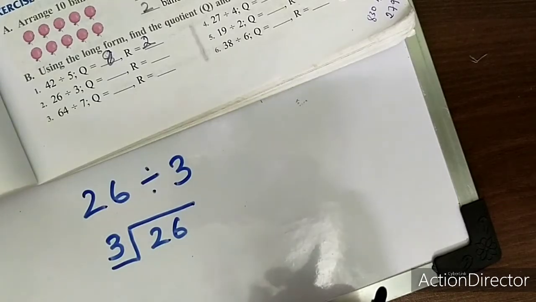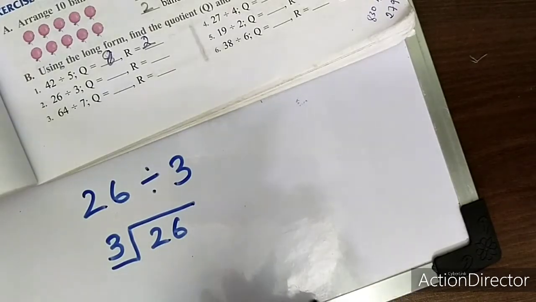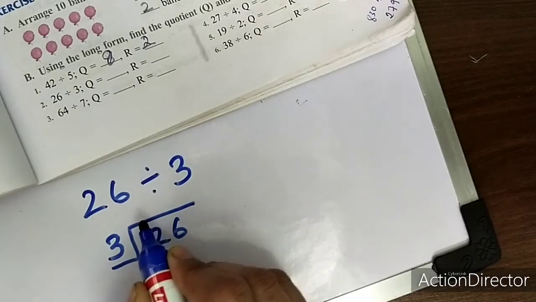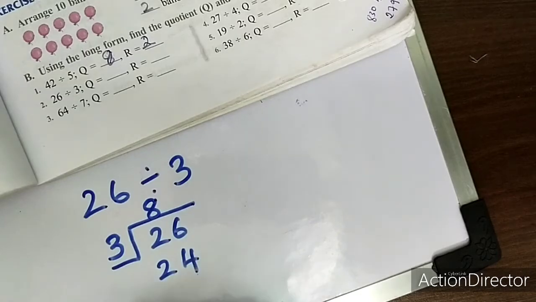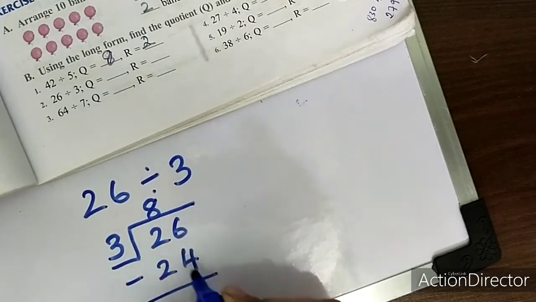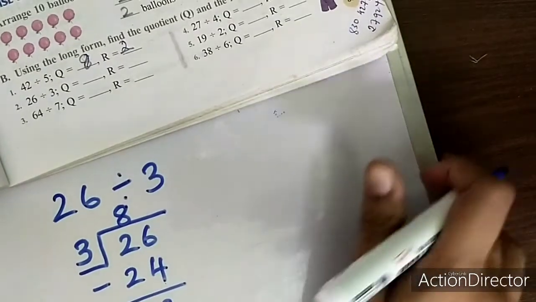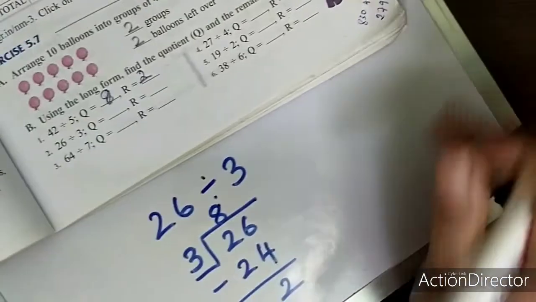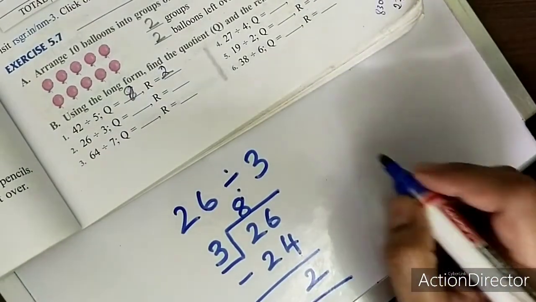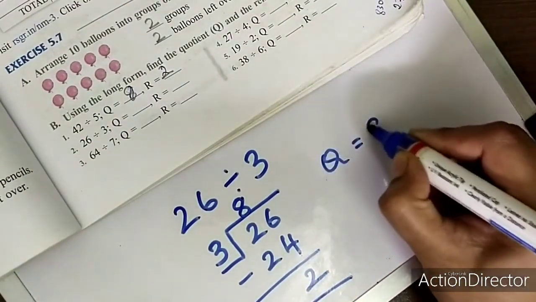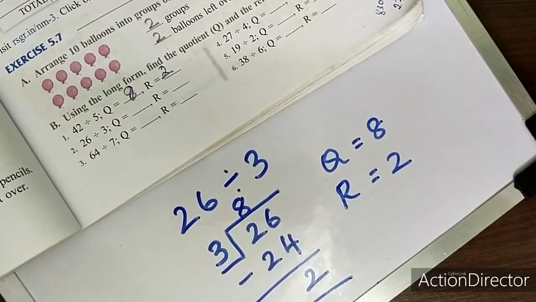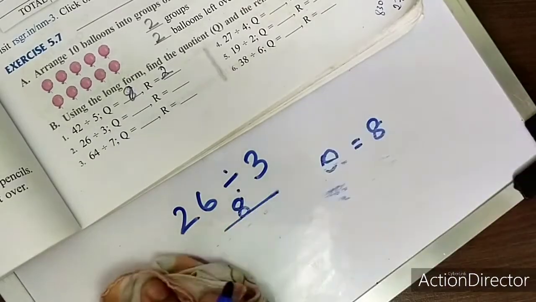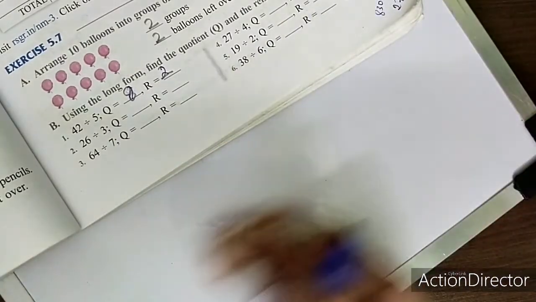3 eights are 24. Okay, so if you subtract, 6 minus 4 will be 2. 2 minus 2 will be 0. So we'll get the remainder as 2. Okay, and the answer is quotient is 8 and the remainder is 2. This is how we'll do long division and find the quotient and remainder.